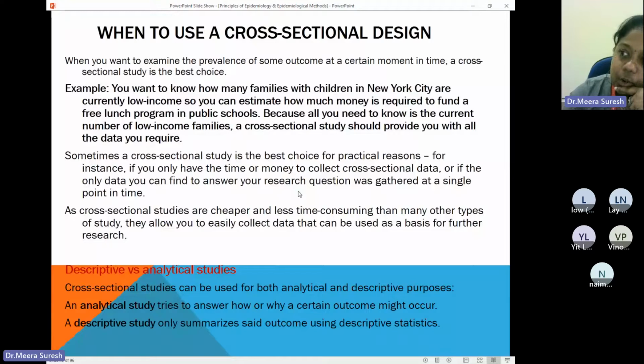So initially, you need to know how many people will be attending this, and for that, you need to know how many people are actually smokers. So for those things, we need the prevalence, and for that, we use the cross-sectional designs.